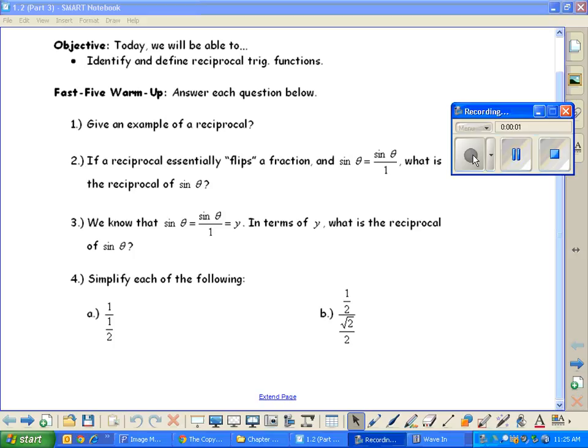Our objective is to identify and define the reciprocal trig functions, okay? So to start off, I'd like you to do these warm-up questions. This is just 4 of them, and I'll come around and check your homework from Thursday night while you're doing that. Ready, set. Can someone give me an example of a reciprocal?